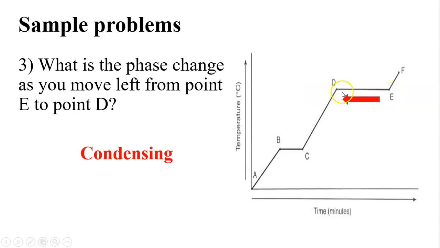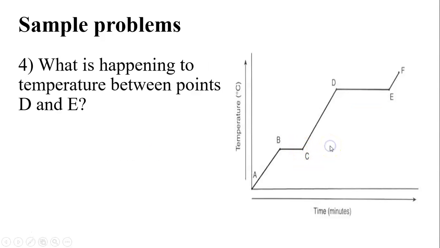So left to right is condensation. Right to left is boiling. Left to right is freezing. Right to left is melting. Sorry about that. Okay, number 4.